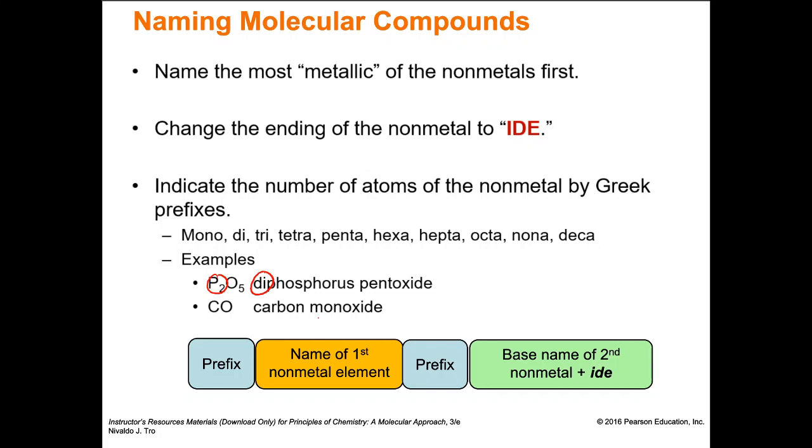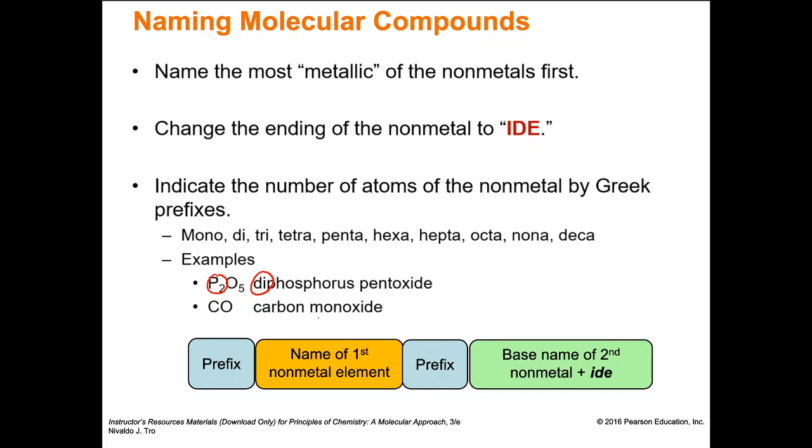And you just keep the name the same. Then oxygen becomes oxide. There's 5 of them, so it becomes pentoxide. And you'll notice we drop the A. Generally speaking, if there are 2 vowels back to back, you'll drop one of them. So in this case, we drop the A.